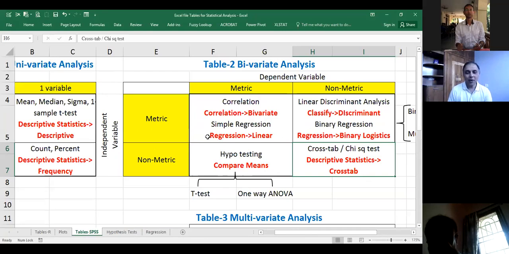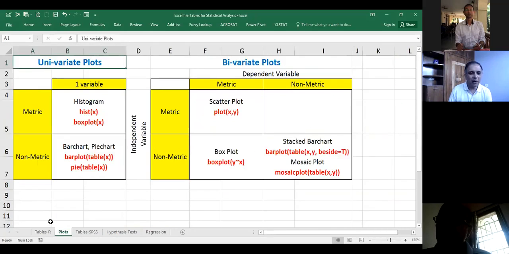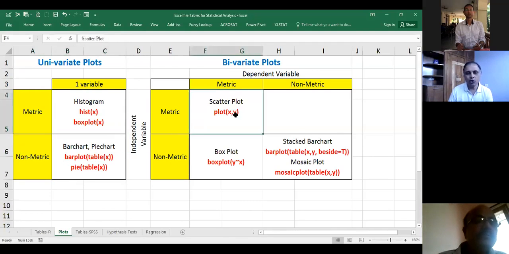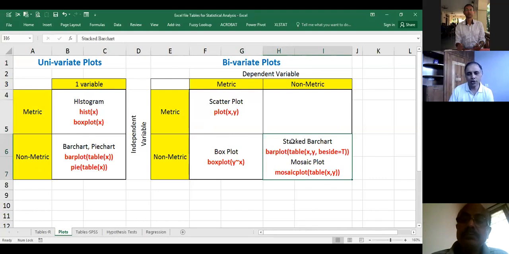Then, as I told you in the last lecture, every single thing in statistics is univariate, bivariate, and multivariate. So the plots are also univariate, bivariate, and metric, non-metric. We use a histogram when there is one variable and data is metric. We use a bar chart when one variable's data is non-metric. We use a scatter plot when two variables are both metric. We use a mosaic plot or stacked bar chart when there are two variables both non-metric, and box plot, etc.